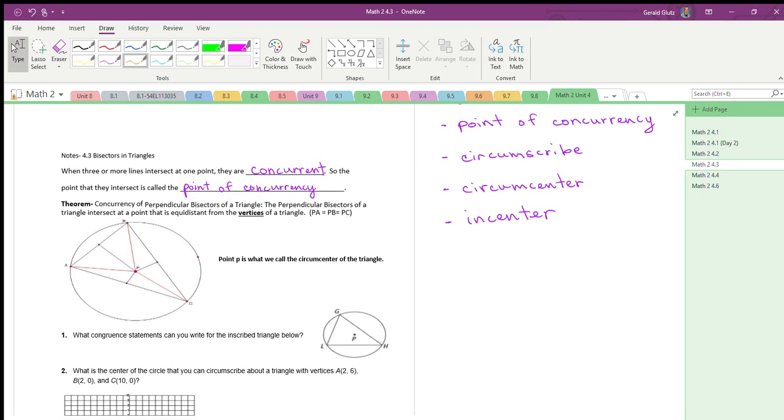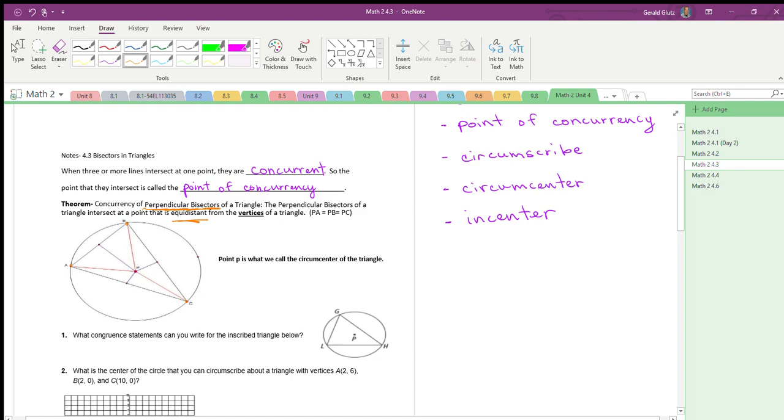So we've got a theorem, concurrency of perpendicular bisectors. Perpendicular bisectors, something we talked about yesterday. The perpendicular bisectors of a triangle intersect at a point that is equidistant. So what do you think the word equidistant means? I should have put that in the list too. The first part, equi, means equal, and distant means distance. So equidistant just means equal distance or the same distance from the vertices. The vertices of a triangle are the corners of the triangle.